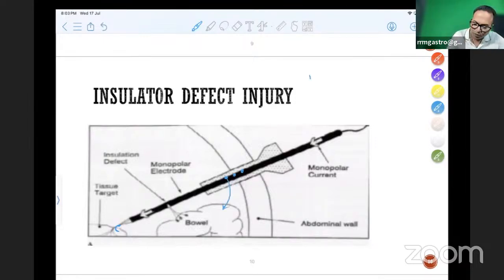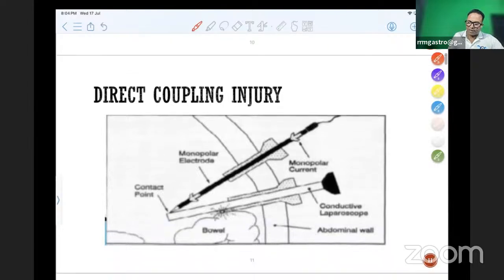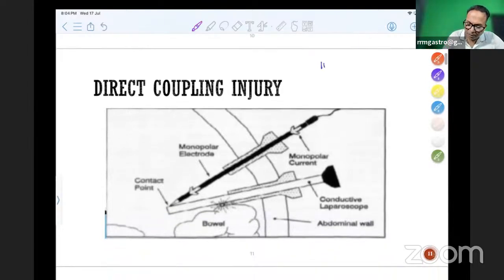This is one type of injury very commonly seen in developing countries like India, where we use old instruments repeatedly. Those instruments will have damage of the insulator. So current will come like this and attack the bowel. So this is insulator defect injury, number 1. Number 2, this is the image-based question for your exam, showing you direct coupling injury.